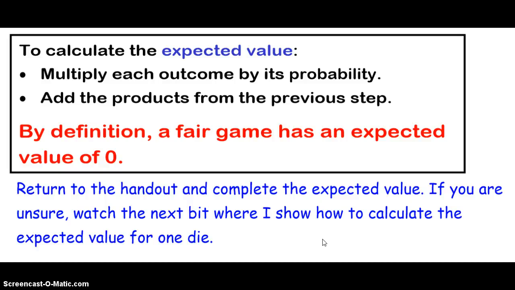So we're going to go back to the handout. If you think you know what you're doing, you can try to calculate the expected value for each one following this model. But if you want to go on and check the next minute or so of how I calculate the expected value for the single die, you can watch that and then try the 2 die example on your own. But try to do it on your own and then continue watching.